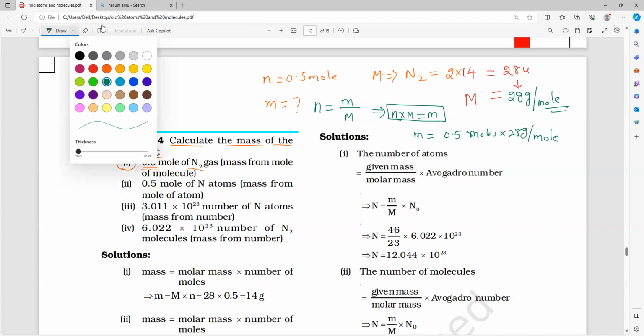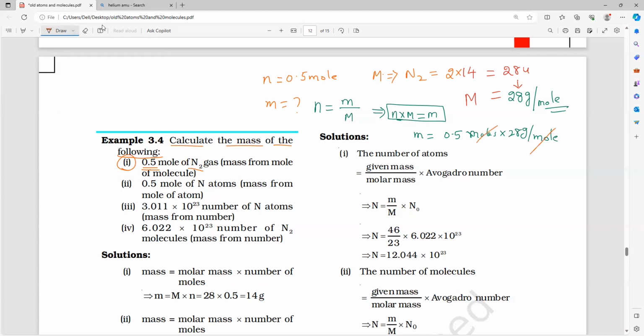Mole will get cancelled. And 0.5 means 1 by 2. So 1 by 2 into 28, which is equal to how many grams? 14 grams. The book gives a single line answer, but you have to solve this much. Everybody must solve. That is the difference between if you solve and if you copy the book answer. This is the way we can identify whether you learned or you copied. Do it.